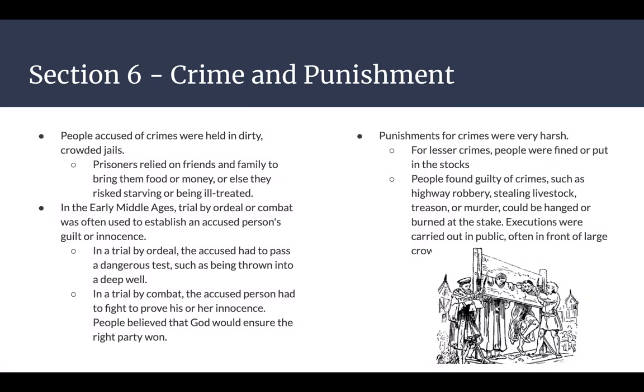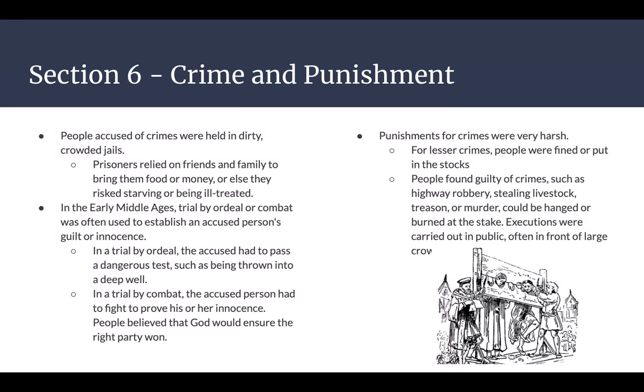Prisoners relied on family and friends to bring them food or money, or else they risked starving or being ill treated in that jail. In the early Middle Ages, trial by ordeal or combat was often used to establish an accused person's guilt or innocence.